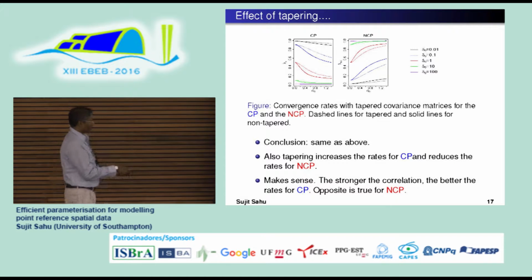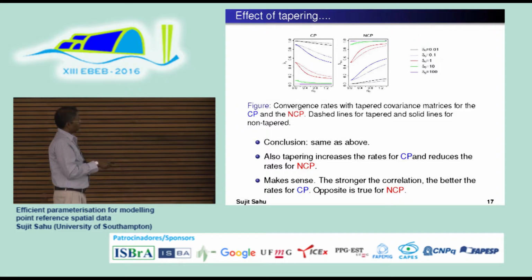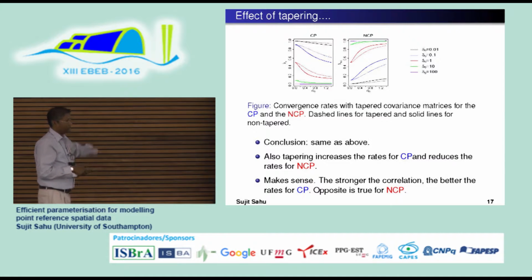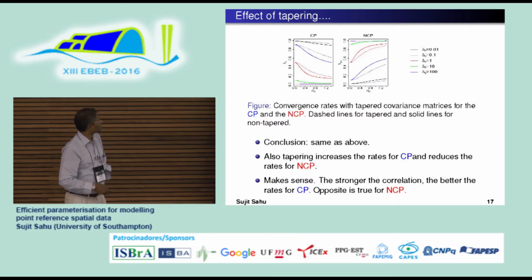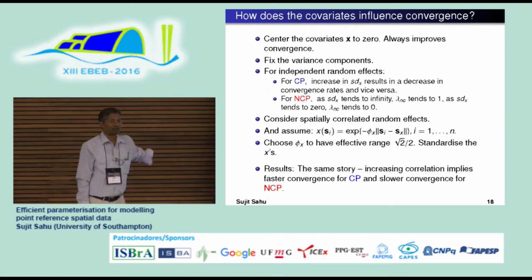It makes sense. The stronger the correlation, the better the rates for CP, and the opposite is true for NCP. So again, these are for different signal to noise ratios, and there will be interaction with signal to noise ratio and so on. I think dashed lines are for tapered and solid lines for non-tapered. It's a little bit hard to understand, but tapering, because it reduces correlation, will favor the NCP. Okay, so how do covariates influence the rates of convergence?